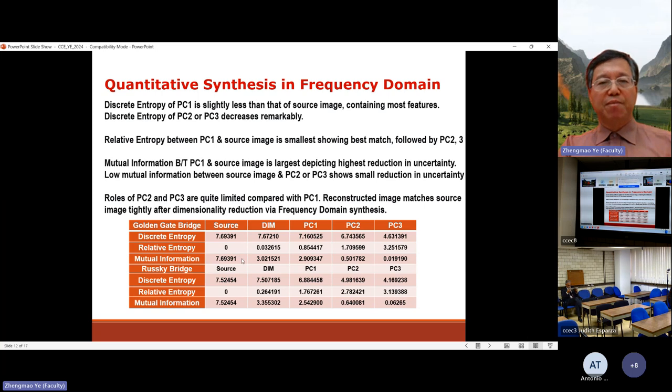Regarding the mutual information, the mutual information between PC1 and the source image is the largest, depicting the highest reduction in uncertainty. However, the low mutual information between the source image and PC2 and PC3 simply shows a small reduction in uncertainty. From this result in the frequency domain, it shows that the roles of PC2 and PC3 are quite limited compared with PC1. The reconstructed image matches the source image tightly after dimensionality reduction, in the frequency domain synthesis.